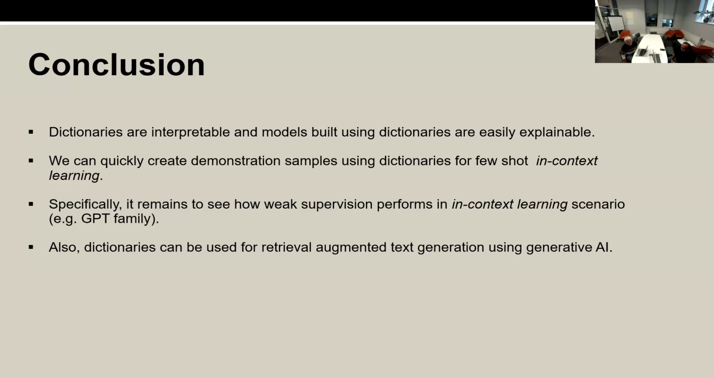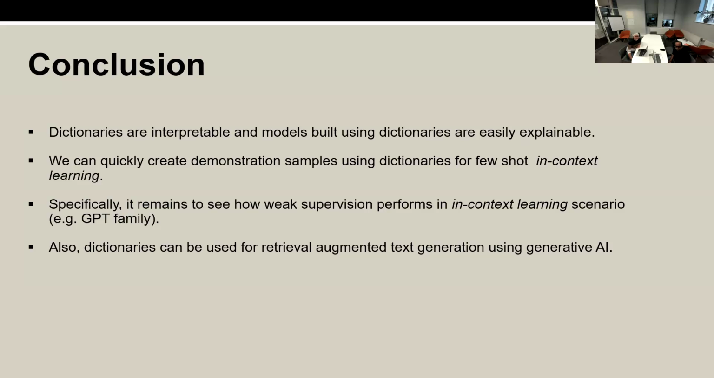Okay, no. So dictionaries are interpretable, and models built using dictionaries are easily explainable. Why? Because if a model makes a prediction and we know that there is a term in the dictionary, it is explainable in a very simple sense. Then we can quickly create demonstration samples using dictionaries, which could be useful for few-shot in-context learning.